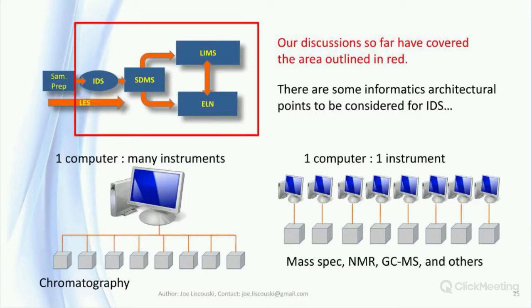Techniques such as chromatography offer a choice of either option due to the low data acquisition rate and processing requirements. Other instrument data systems such as mass spec, nuclear magnetic resonance, and hyphenated techniques require dedicated systems to provide real-time control, data acquisition, and processing. As computing power increases, the need for dedicated systems may change.